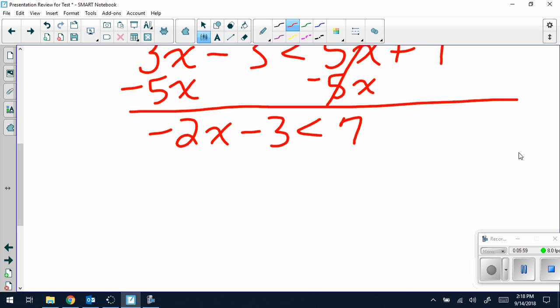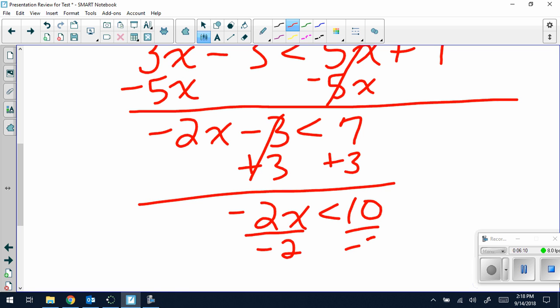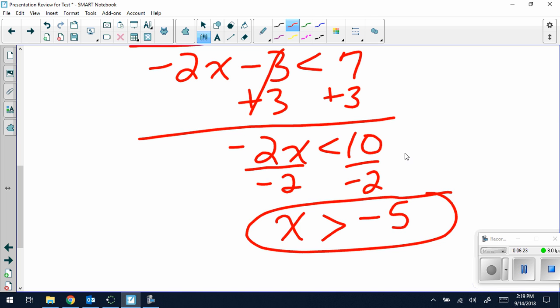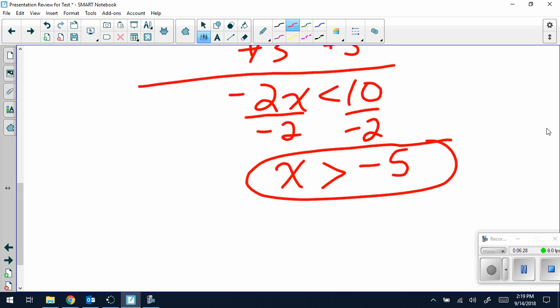Now I have 2 steps. So I'm going to add the 3. And then right here, divide by -2. When I divide by that -2, it's going to change my inequality. So I'm going to get x is greater than 10 divided by -2 is -5. And then I was asked to also graph it.